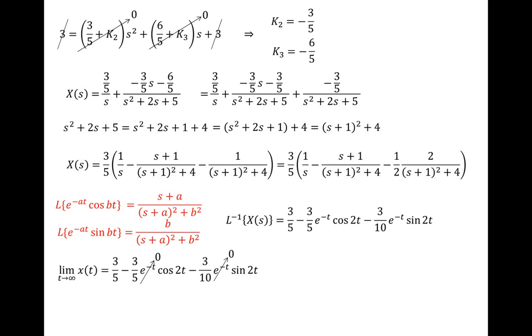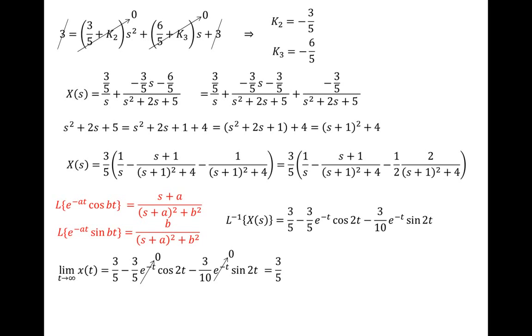Since we are looking for the final value of x(t), we can take the limit of x(t) when t goes to infinity. By putting t equal to infinity, e to the minus t will be 0. So these two components will be 0, and the final value will be equal to 3 over 5.